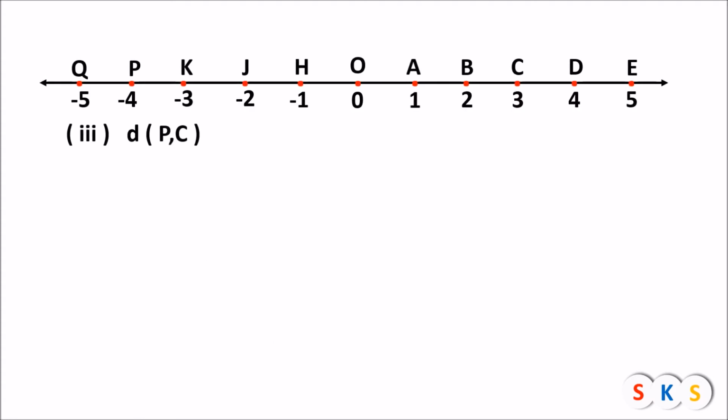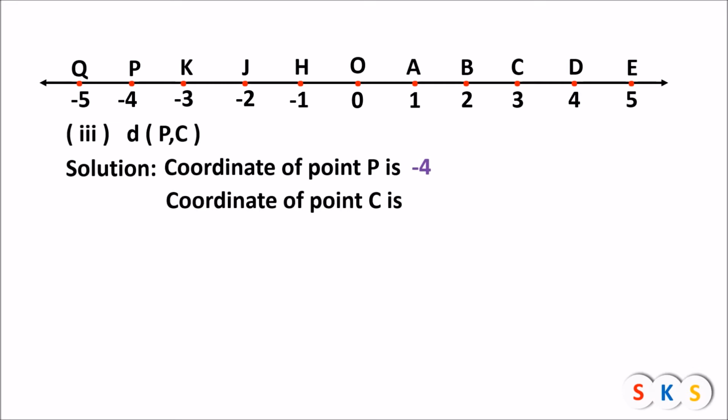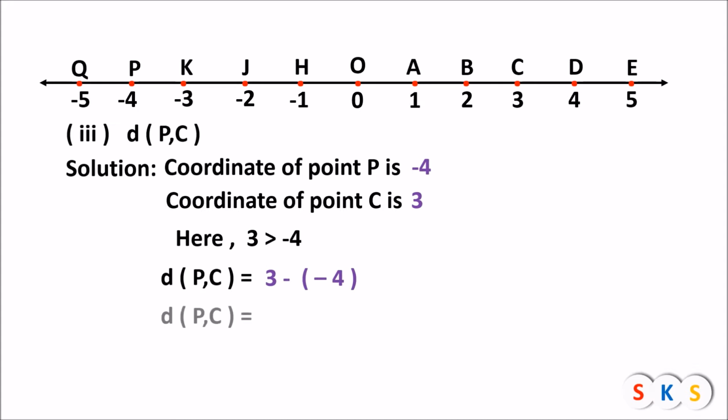Here we have the next question. Find distance PC. Coordinate of point P is -4. Coordinate of point C is 3. Among -4 and 3, 3 is greater than -4. Distance PC equals greater coordinate minus smaller coordinate. It means 3 minus (-4). Distance PC equals, we will solve the bracket first, minus into minus is plus, so 3 plus 4. Distance PC equals 7.